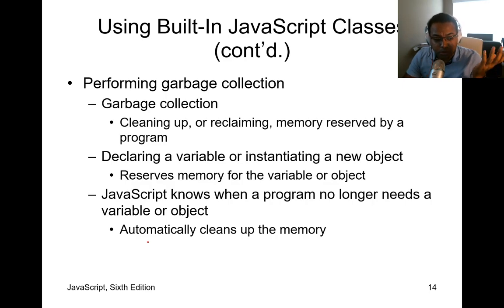JavaScript knows when a program no longer needs a variable or object and automatically cleans up the memory. There are situations where it doesn't. Variables in and of themselves don't always go away, which is why it is best practice to use let instead of var. Once a function has been executed and you use the word let, what happens is that the variable is destroyed after the function is run.